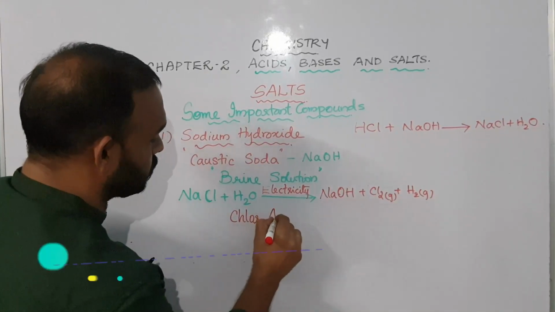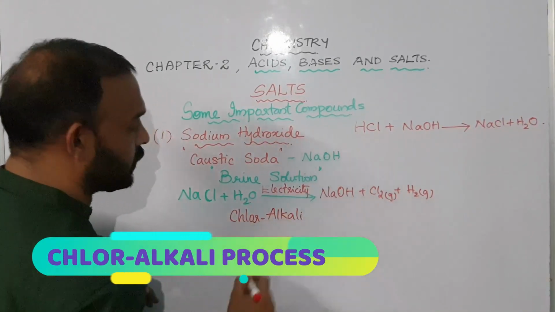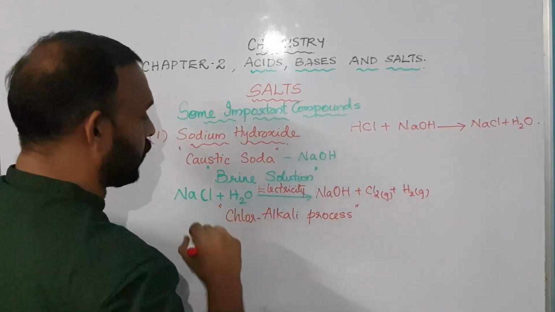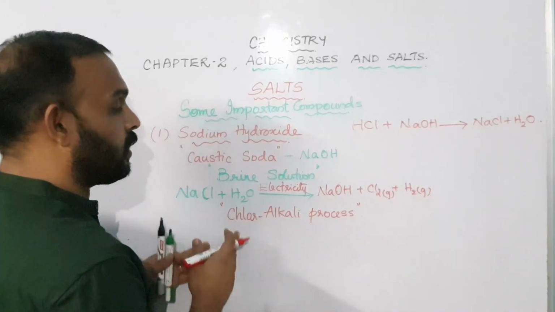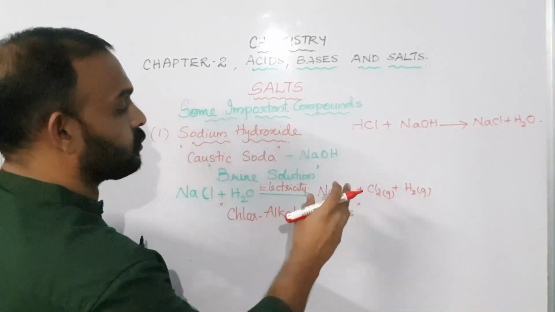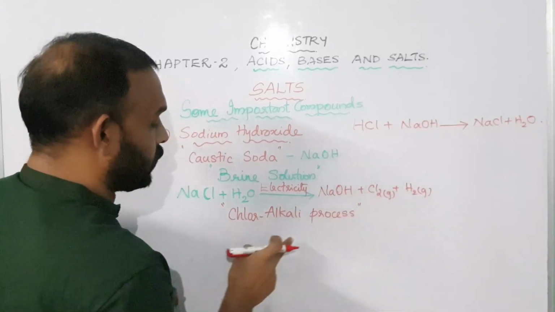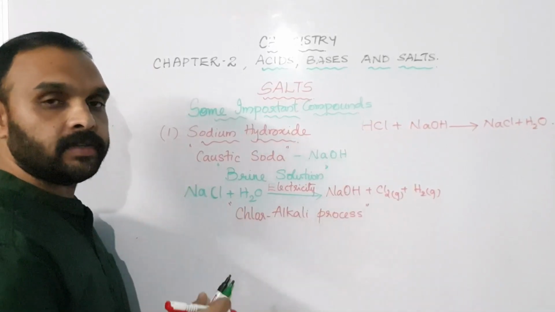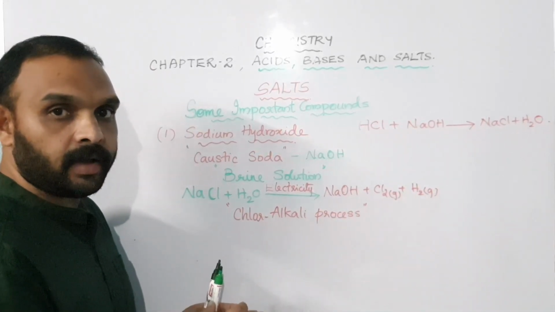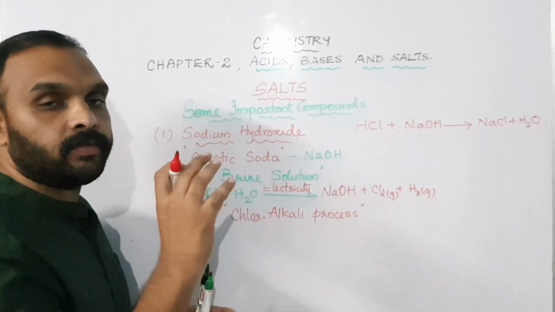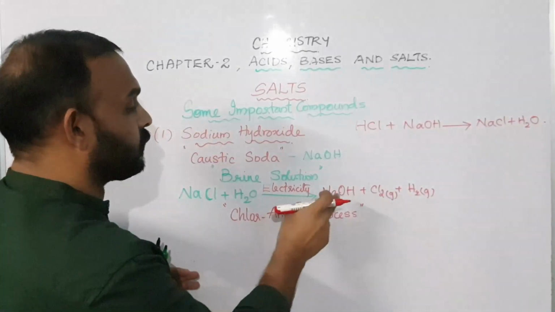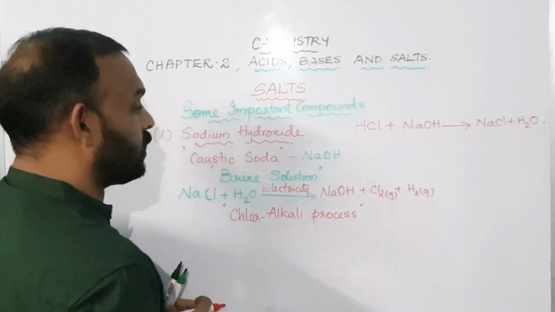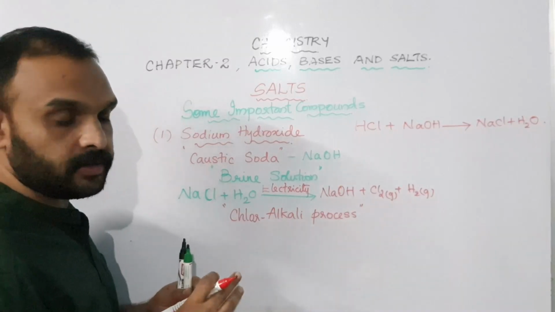chlor-alkali process. What is the name of this reaction? This reaction is specially named as chlor-alkali process. Do you know why? Because in this reaction, the products obtained are chlorine, that is chlor, and an alkali, sodium hydroxide. We have mentioned in our previous classes what is meant by an alkali. Okay, the bases which are dissolved in water are called alkali. So this is a chlor-alkali process. Is it clear?